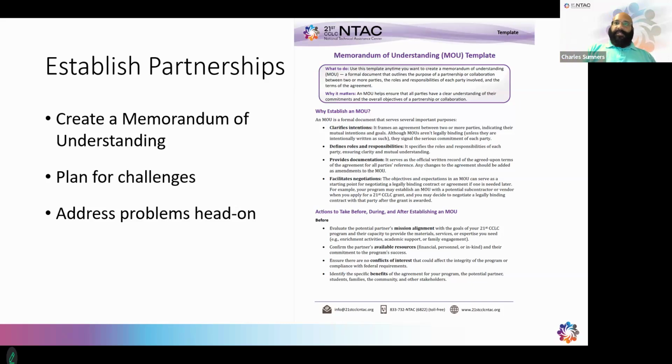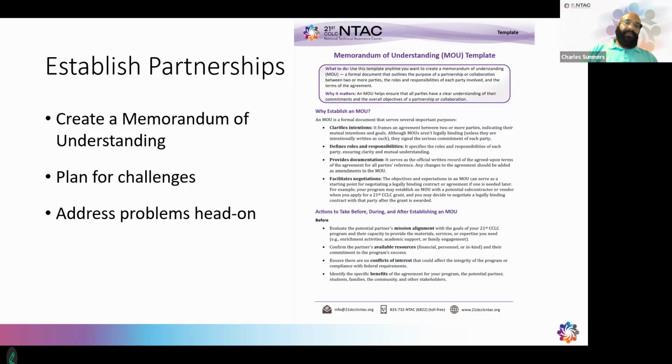And we're dropping those in the chat right now for you, so that you can take a look and you can use them to inform your grant writing process. There they are. Awesome. So keep in mind that your partnerships are never going to be perfect, right?